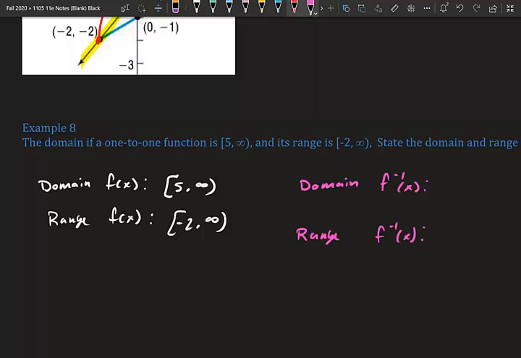We do it the same exact way, we just switch them. So the domain of the function is the range of the inverse. So 5 to infinity. And then the range of the function is the domain of the inverse. So that would be -2 to infinity.